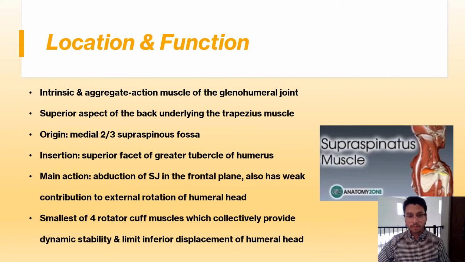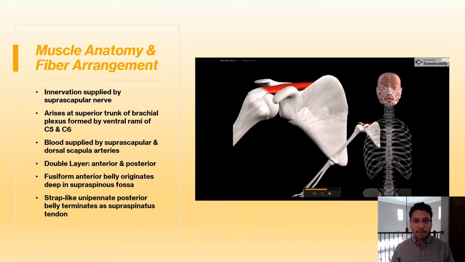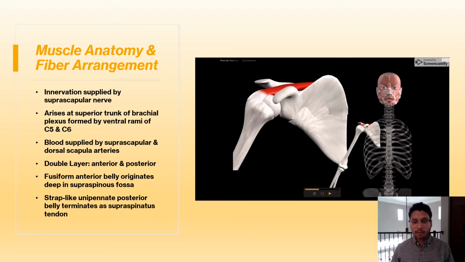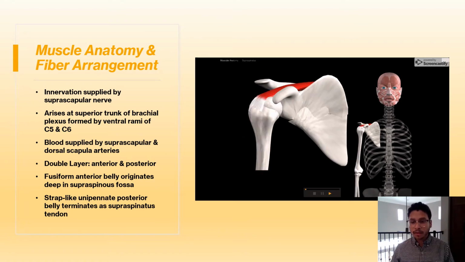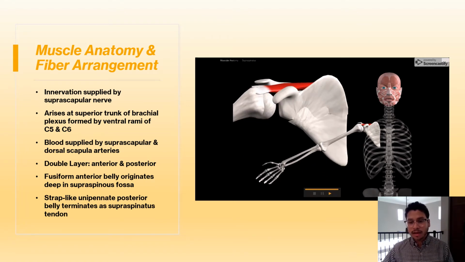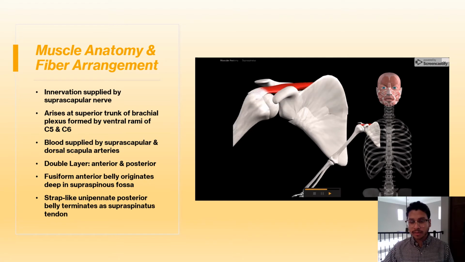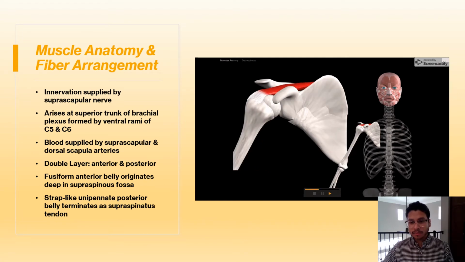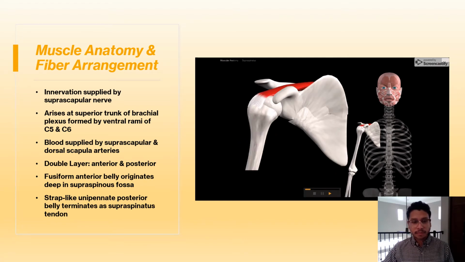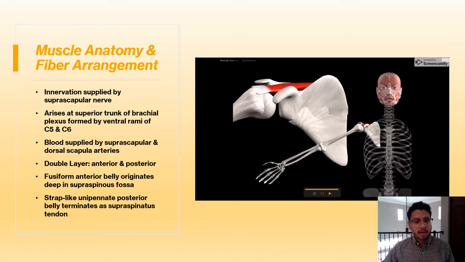All right, moving forward. Muscle anatomy and fiber arrangement. Looking at the animation on the slide, abduction is clearly displayed, and you can see the supraspinatus muscle highlighted in red. Its innervation is supplied by the suprascapular nerve.